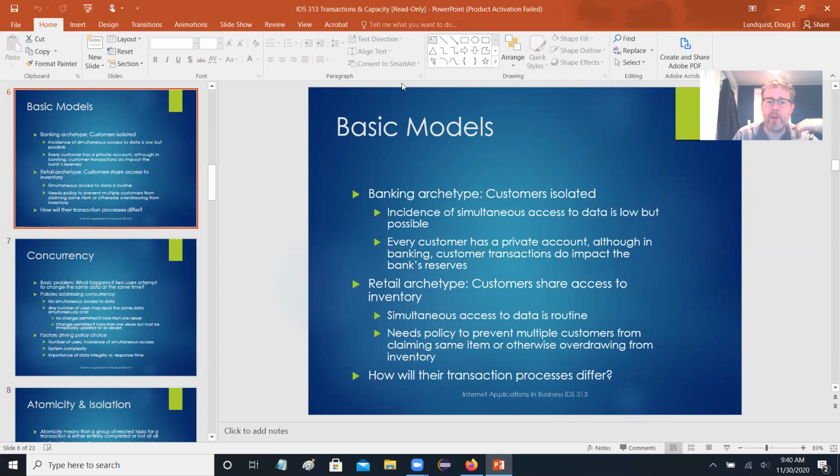So accessing the same data is pretty routine in a retail environment, but most of the time, it's not terribly dangerous. Now, there is another case, a middle ground: reservation systems. If we think about people trying to buy tickets for the same flight or the same concert or the same hotel room, then yeah, you really have to be careful and make sure that you don't oversell the same tickets. Anyway, we can talk about how their transaction processes differ, but that's just a little bit to get us started on some of the typical problems you see as far as simultaneous access to data.